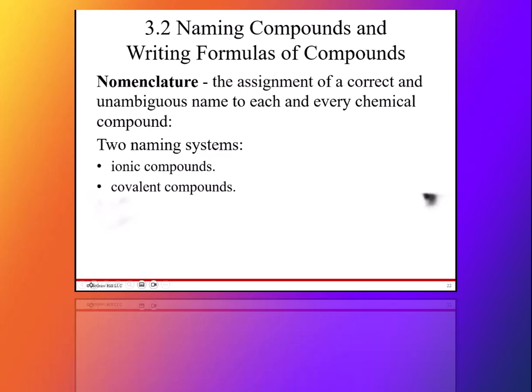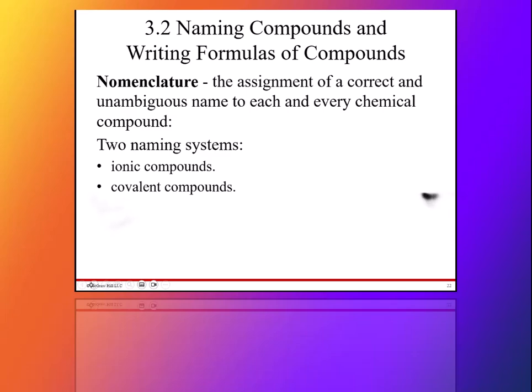And that's why I have a video on naming. So this is really important. It's going to be used from here on out after we get through this chapter. And you don't have time to look up every compound. So it's important that you learn these two naming systems.